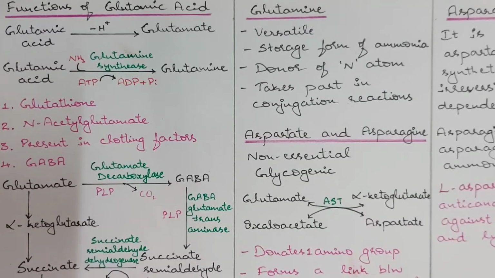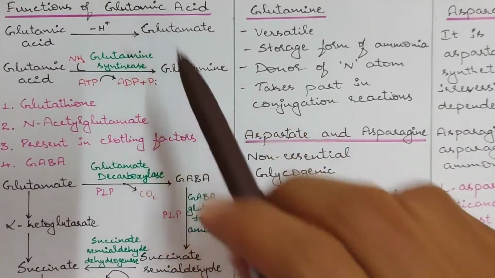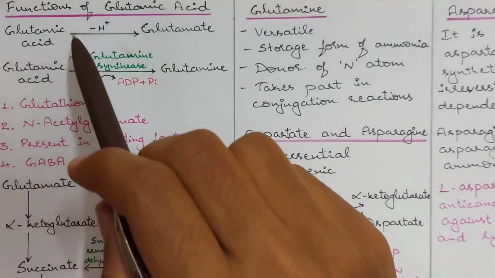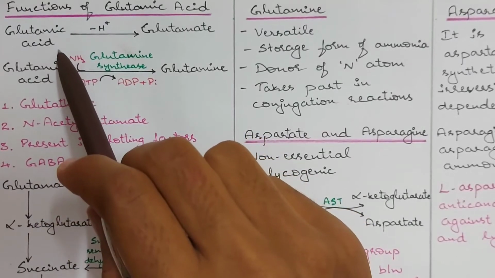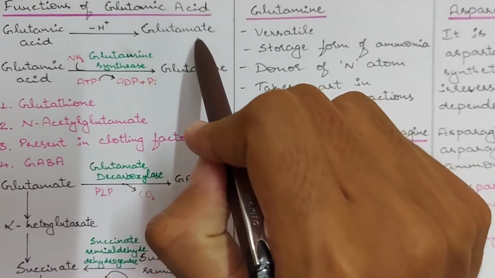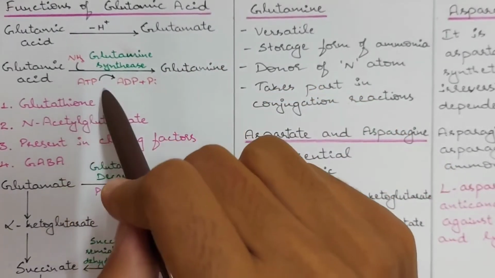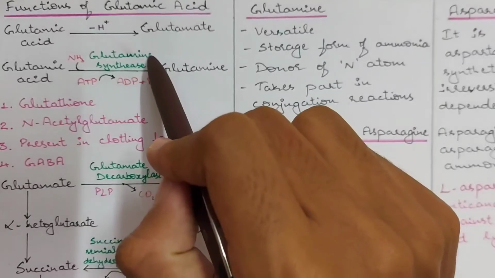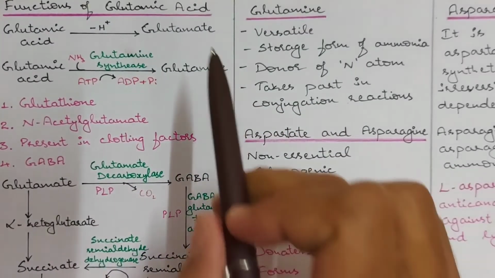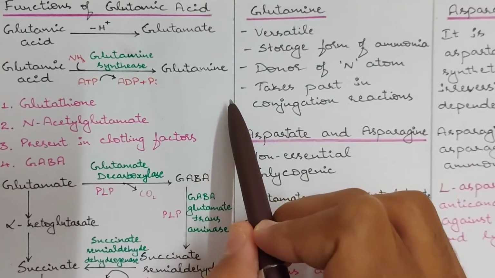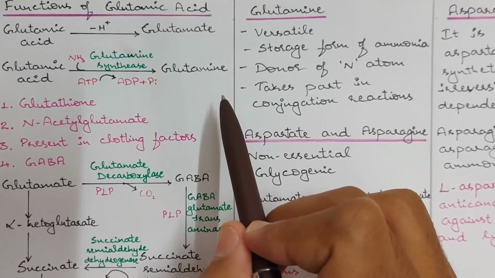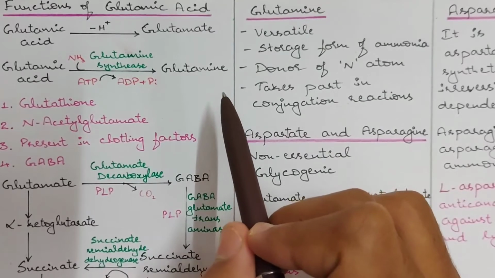Today we shall learn about the functions of glutamic acid, aspartic acid and asparagine. Glutamic acid is a non-essential and glycogenic amino acid. It donates one proton to form glutamate, and glutamic acid undergoes an ATP dependent reaction in the presence of glutamine synthetase to form glutamine. Both glutamate and glutamine play a predominant role in amino acid metabolism and are directly involved in the transfer of amino group for urea synthesis.